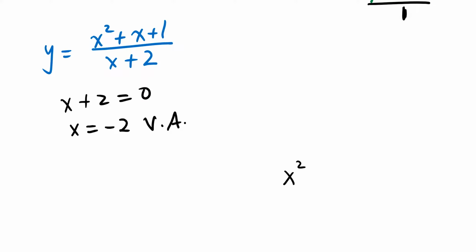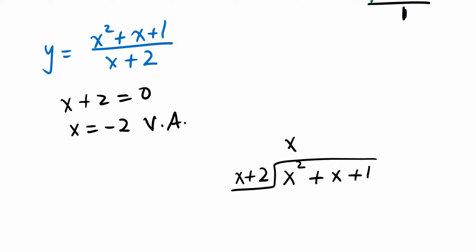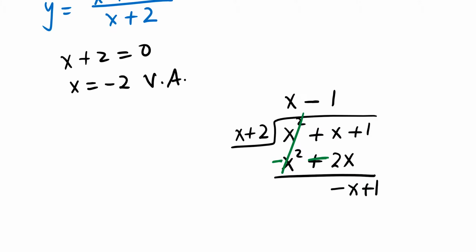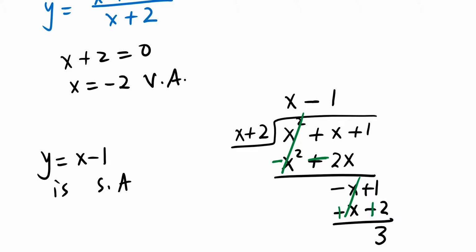We do long division. x squared plus x plus 1 divided by x plus 2. So we have an x here. x times x is x squared. 2 times x is 2x. Switch the signs and add. You get a -x plus 1. Then minus 1. Minus x minus 2. Switch the signs and add. So whatever we get on the top, x minus 1 is the slant asymptote. So no horizontal asymptote.